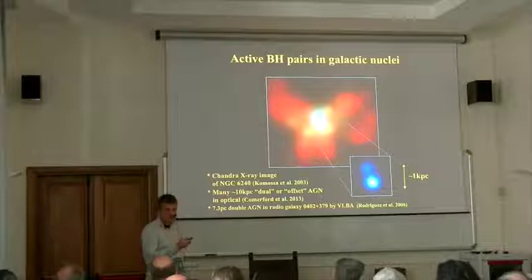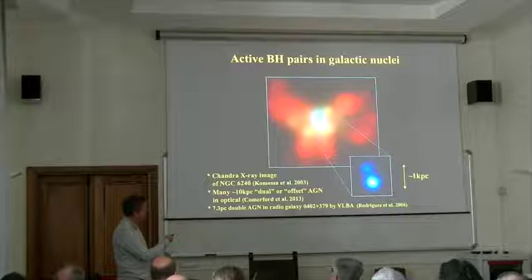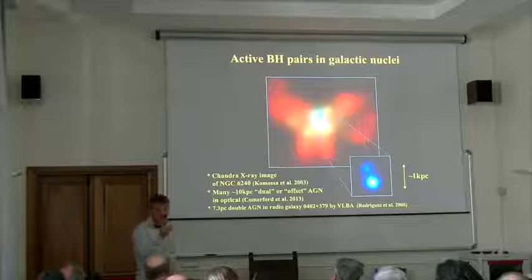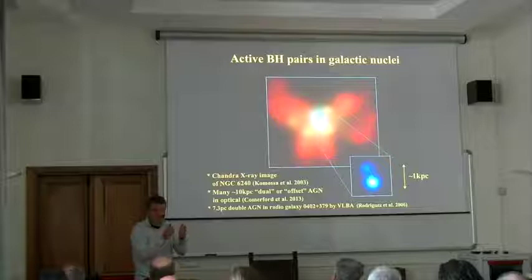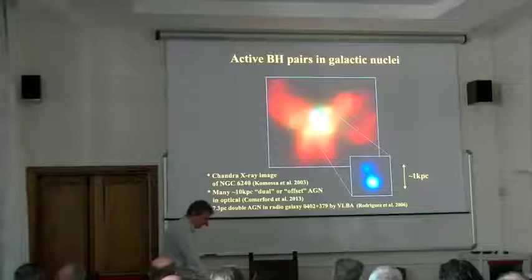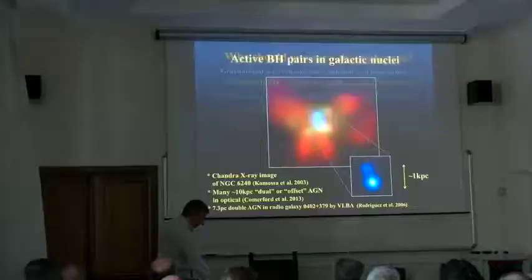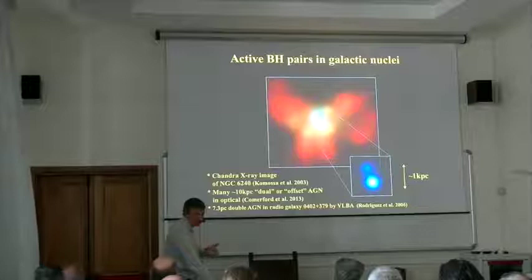This is 10,000 times farther. The best we can actually do is in the radio, where, with interferometry, the resolution is better. So the winner is a 7 parsec separation radio galaxy with two active radio cores. That's the closest we've actually seen. That's still about a factor of 70 too large to actually merge in the Hubble time. Now, however, as I'll argue, the gas disk that is formed there can help with this.